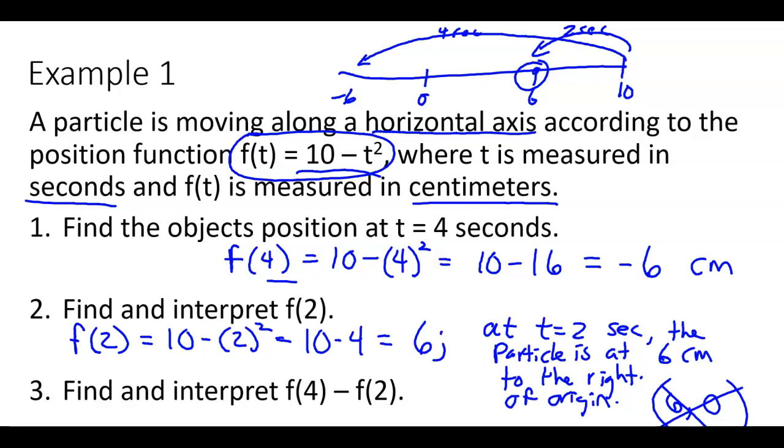All right, let's take a look at this. Find and interpret f of 4 minus f of 2. First of all, we had f of 4. What is f of 4? Negative 6. What is f of 2? Okay. What's the answer?